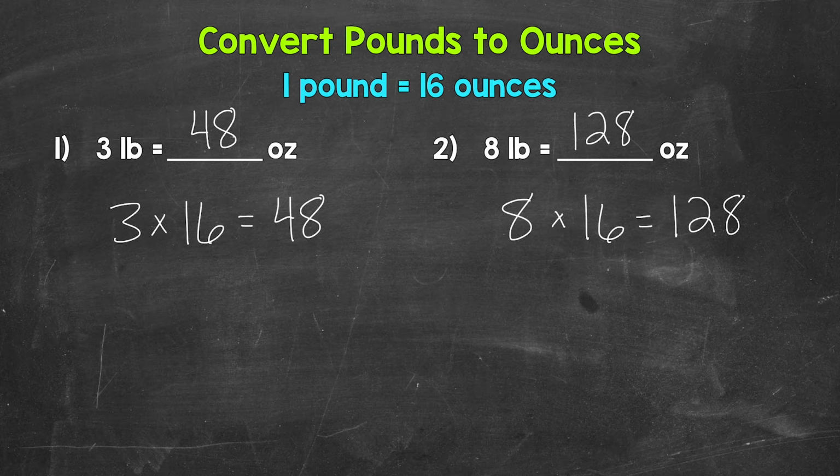So there you have it. There's how to convert pounds to ounces. Just remember, 1 pound equals 16 ounces. So we multiply by 16 when converting pounds to ounces. And whenever we convert from a larger unit to a smaller unit, we multiply. So something to keep in mind.